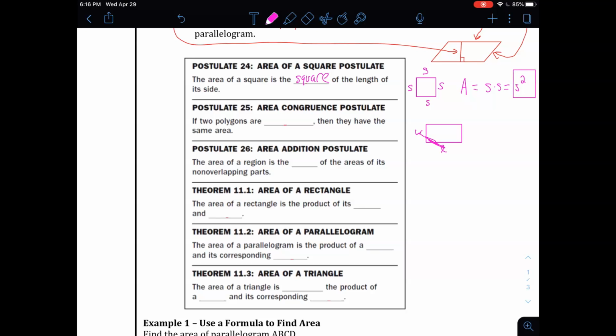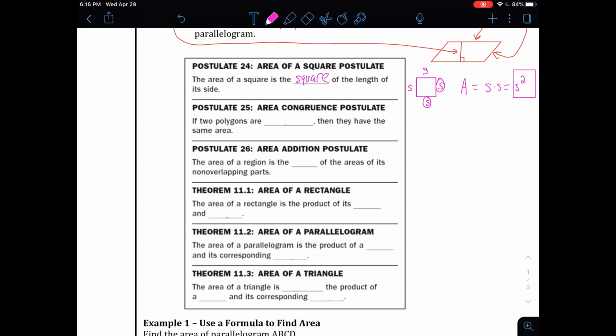So when you find the area of a square or a rectangle, and a square is a rectangle, you do length times width. But in this case, all the lengths and widths are the same distance, which is S.